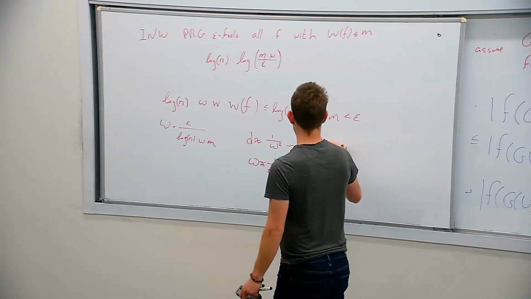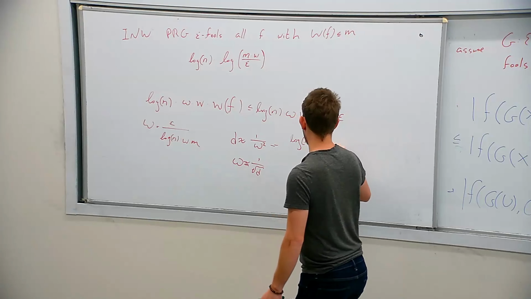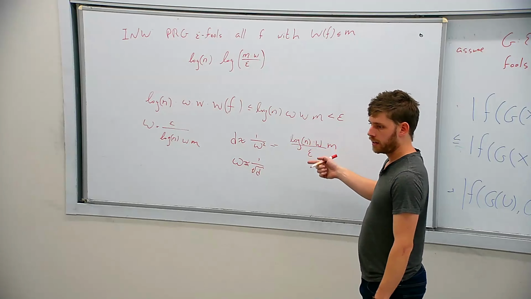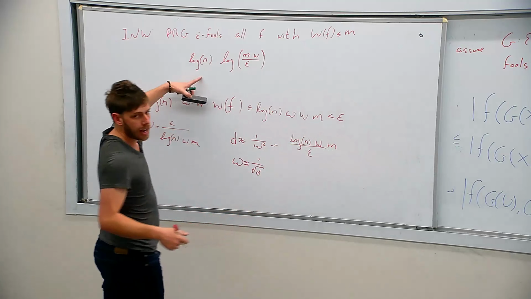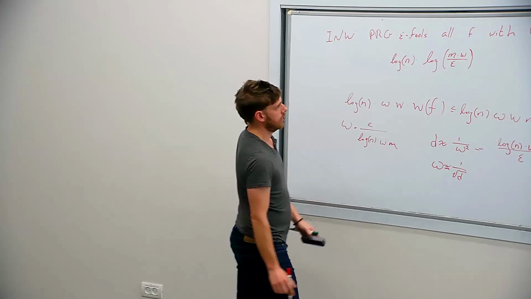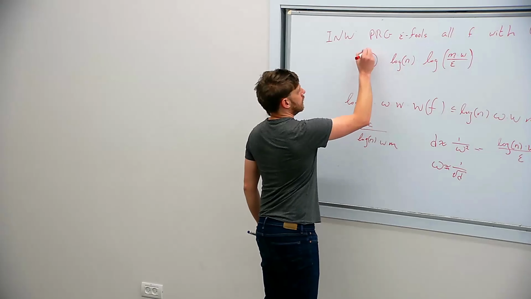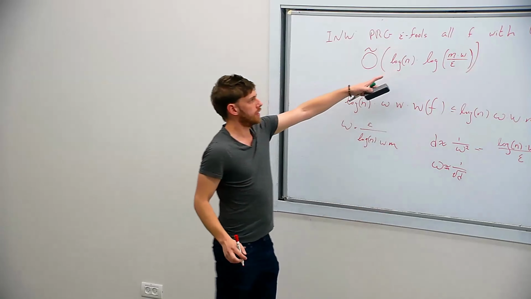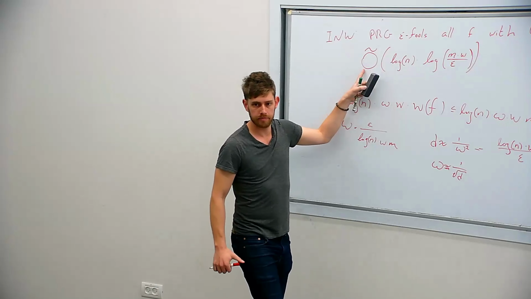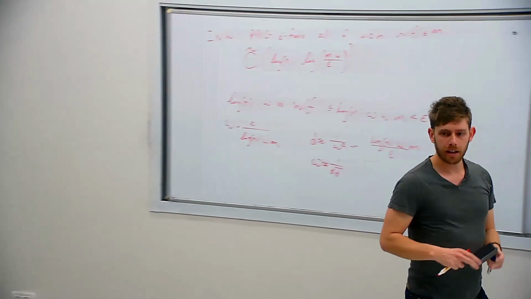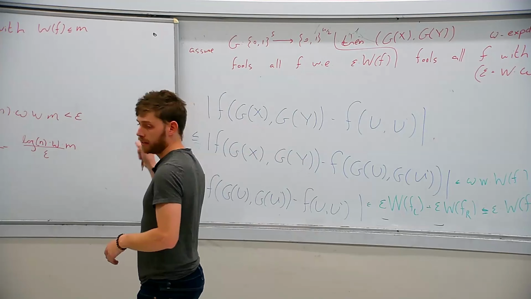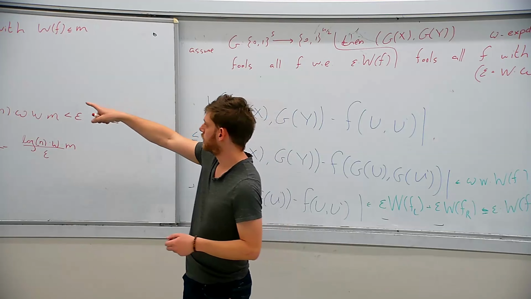So we have this, which is log n times omega times W times m over epsilon, and then we take the seed length. What's the seed length? Log n times log of d. So all in all, the seed length is this expression, when this log n becomes log n and goes into the 2. Okay, so the INW generator fools low weight ROBPs with this seed length.